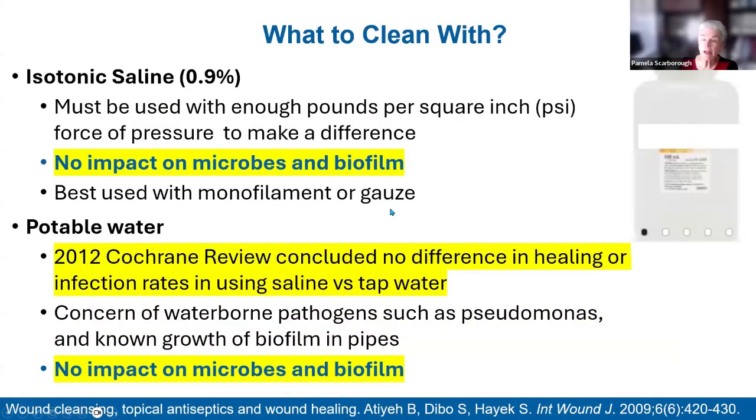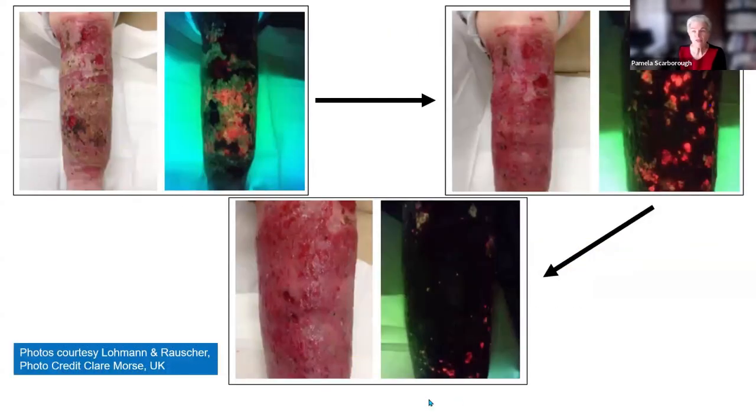Saline has no impact on microbes or the biofilm. Potable water doesn't cause infections, from research from a very, very long time ago, but again, it has no impact on the microbes and the biofilm. What the water or saline will do is, say you have a road rash, you have loose contaminants in that wound bed that you want to rinse out. The force of the water or the water loosening whatever dirt or debris is in there, you could use water for that, but it's not going to decrease the bioburden per se.